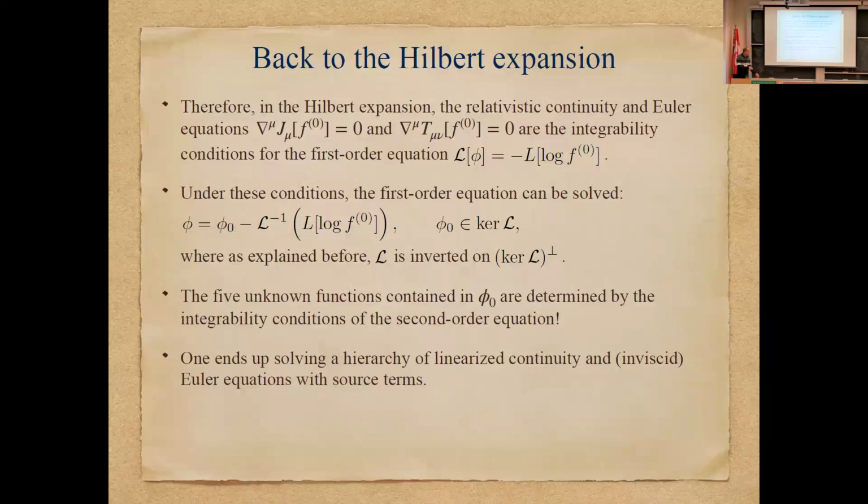And what you end up with is a hierarchy, at higher order, of linearized continuity and Euler equations, which have a source term that depends on the previous order. So these are not really Navier-Stokes-like equations, because to order 0 you solve these perfect fluid equations, and then you solve order by order correction terms.